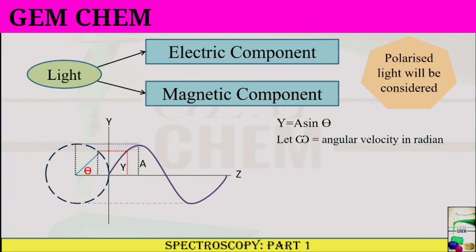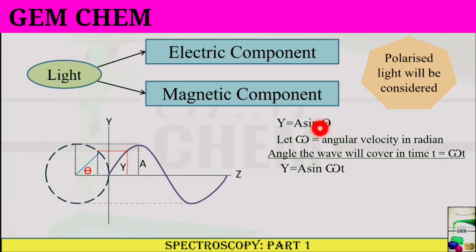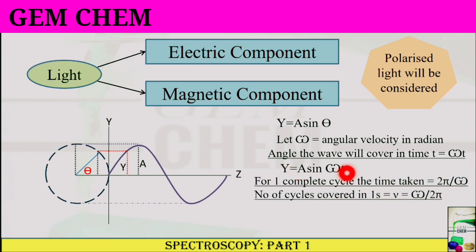Now if we consider omega as the angular velocity in radian, then the angle the wave will cover in time t will be equal to omega into t. So we substitute theta as omega t. For one complete cycle, the time taken will be 2 pi by omega.